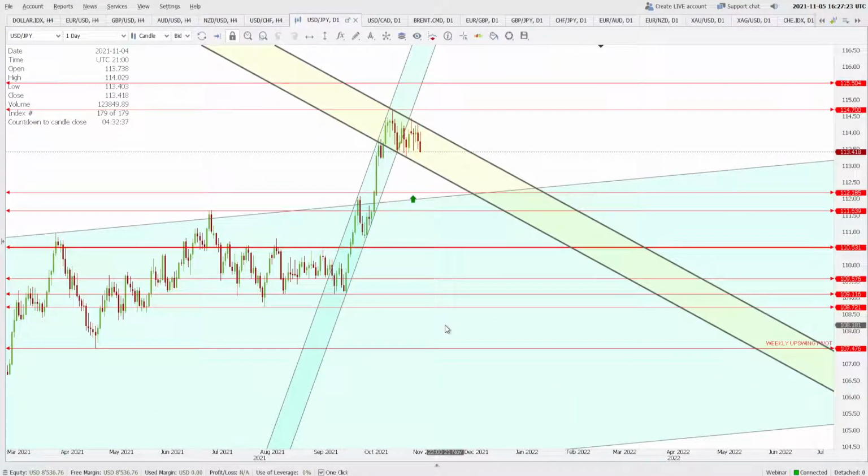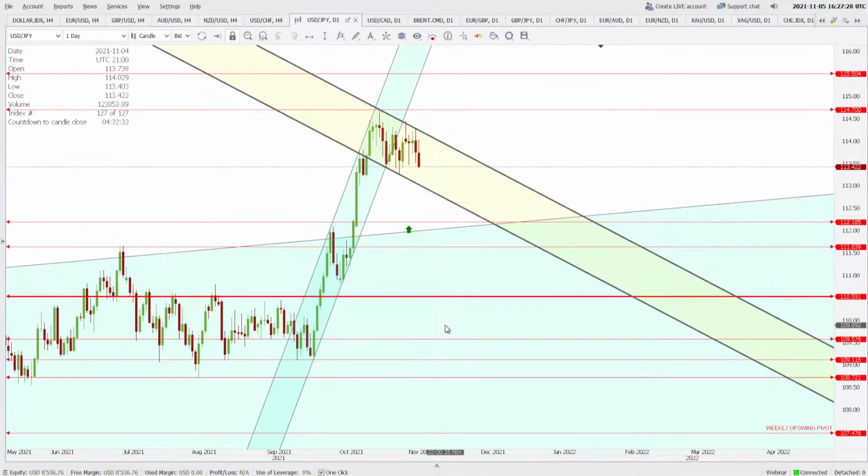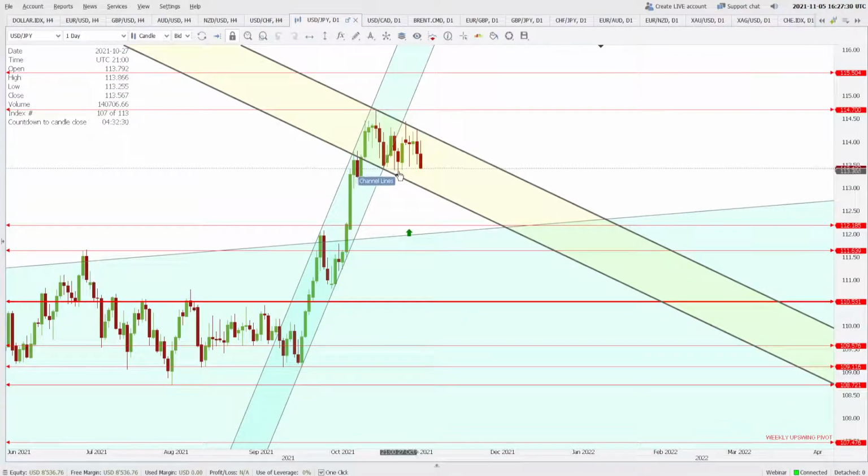USD/JPY, no surprises here. 113.41 is where the price is trading. If we see any closing below this low of this candle, which is 113.25, then we can be saying that 112.18 can also be seen in this market. This is mainly because of the momentary rise in the yen. That is why the price is going down.